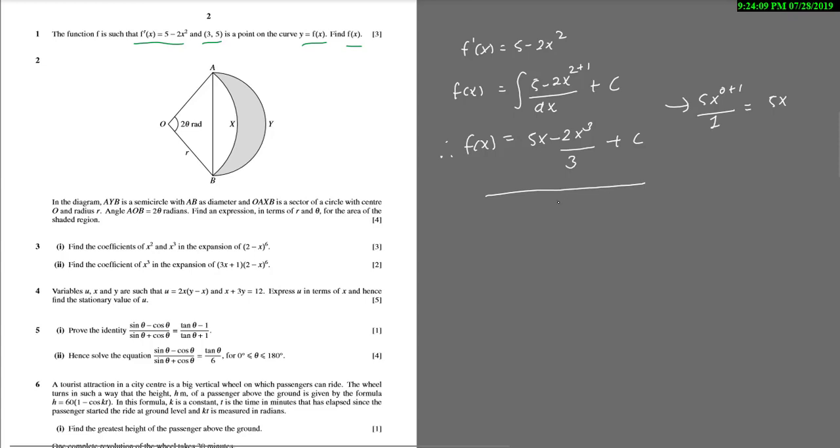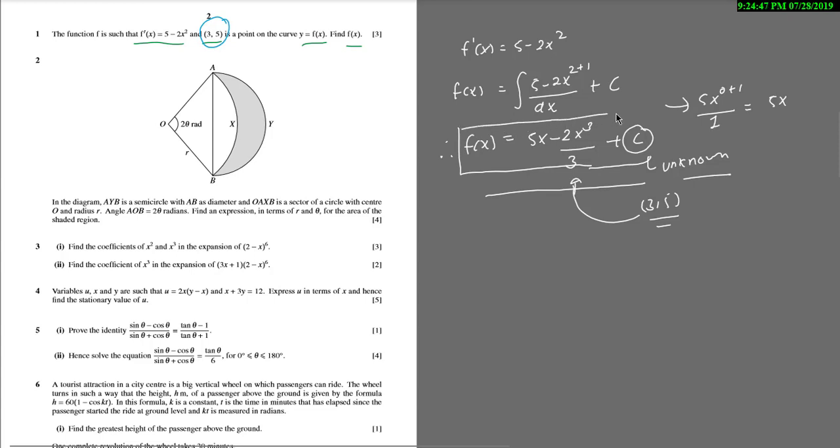So finally we got our equation of f(x). This is our equation, but we are missing one thing. The value of c is still unknown. How can we find this? We also have this given point, (3, 5). That point lies on this equation, which means it satisfies this equation.